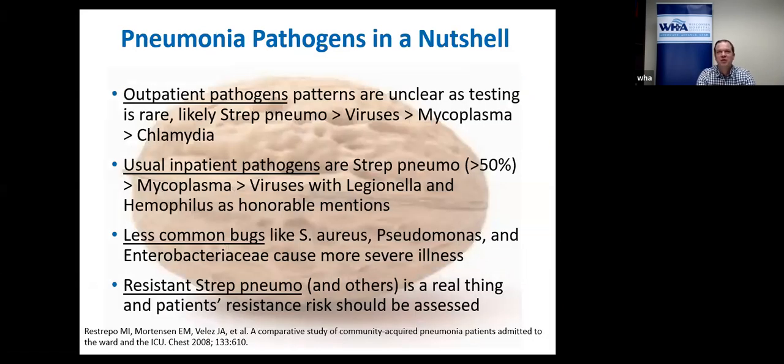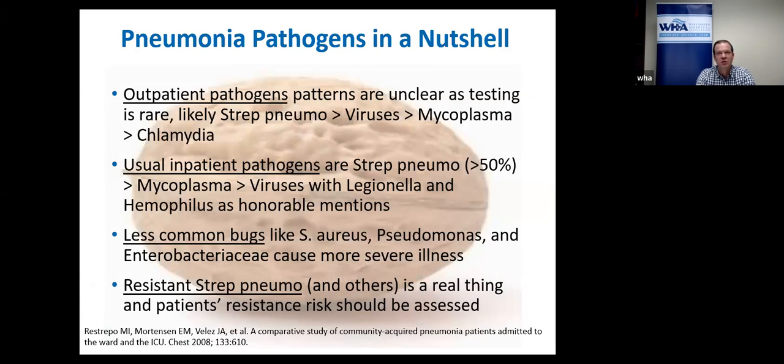So this is your med school overview of pneumonia pathogens. I don't want to belabor the point. I know we all slept through microbiome, so I'll try to make it interesting. Outpatient pathogens, it's really unclear. What is there as an outpatient? We don't know. Why don't we know? We don't know because we're not testing for it.